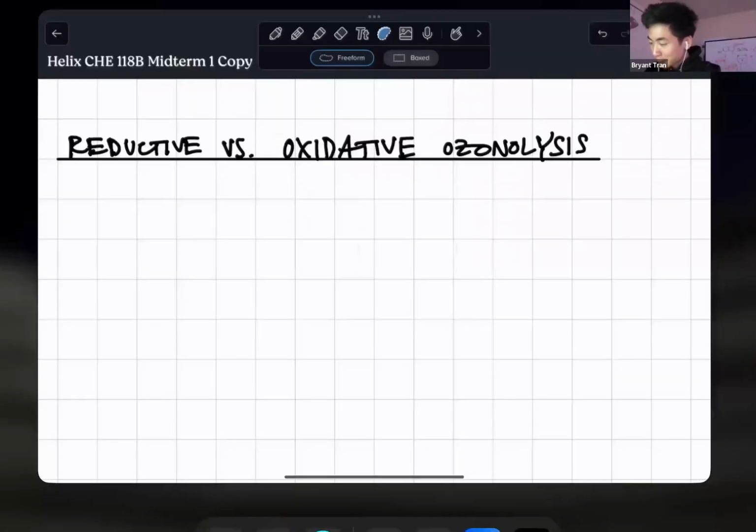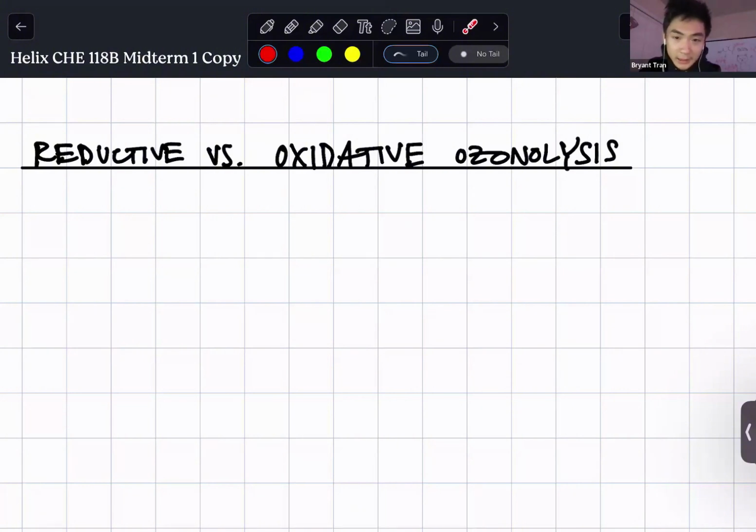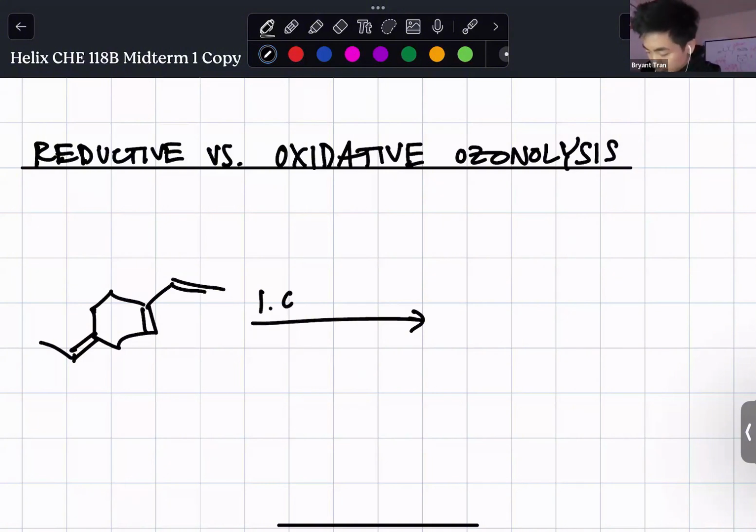So before we get started, I want to go over the differences between reductive and oxidative ozonolysis. But for Helix's 118B class, you guys just have to worry about the reductive ozonolysis. So, for example, let's say we have this alkene right here. For Helix's 118B class, the two reagents that you're going to see are the first step is O3, second step is going to be dimethyl sulfide, so (CH3)2S, like that.